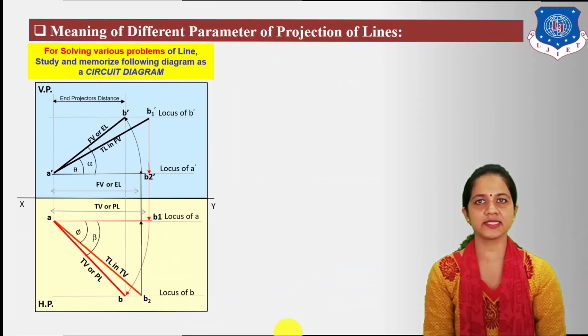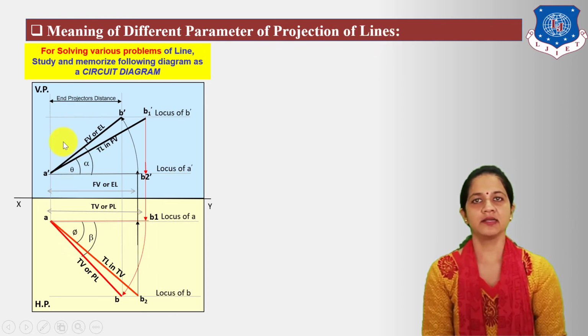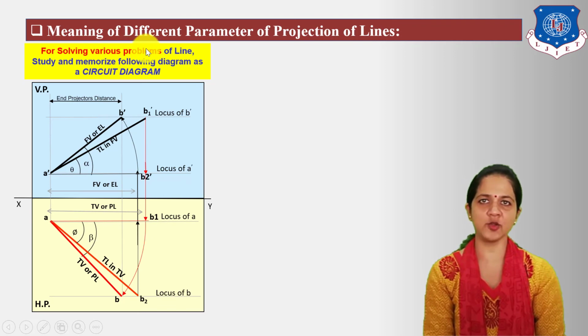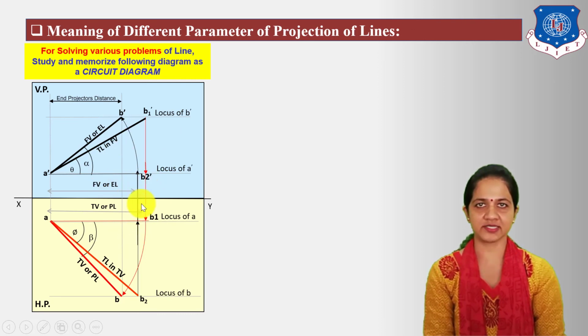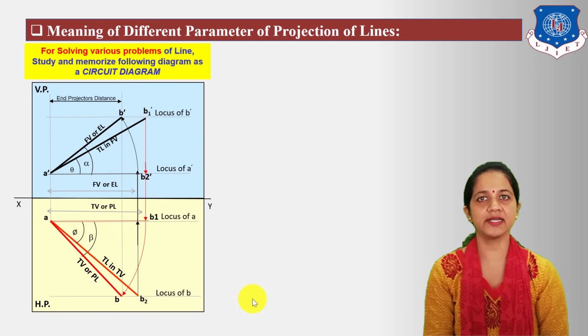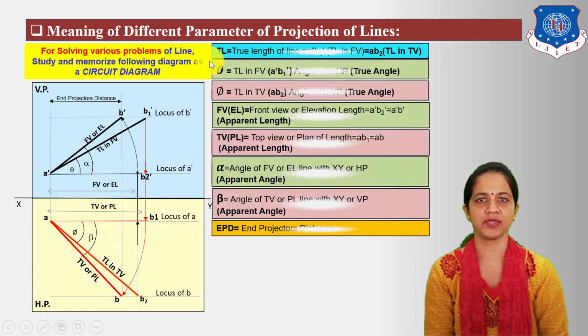Next, let us understand the meaning of different parameters of projection of lines. Here, one drawing is given. For solving any numerical of projection of straight line, you have to study and memorize this diagram as a circuit diagram. Next, let us understand the different parameters or variables which are used in this diagram.